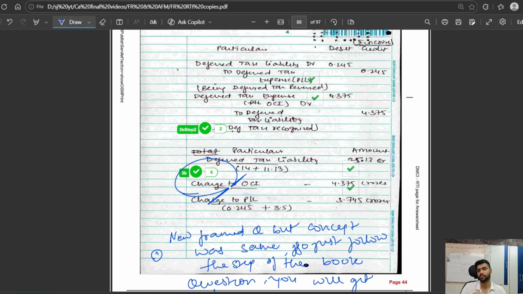So why did I choose question number 3 at the end? Because both the questions were new. First of all, this question was a newly framed question, but the concept was similar from the question bank which I practiced from Bhavik Chokshi sir.